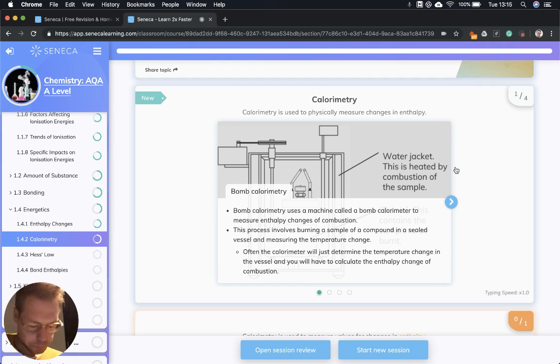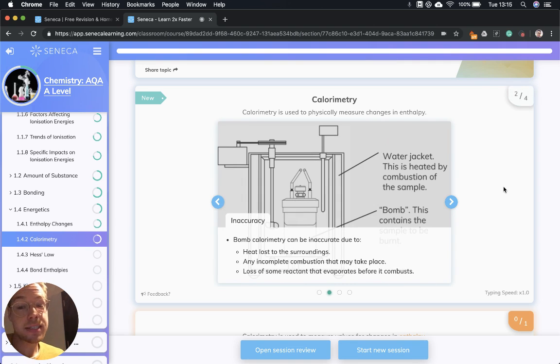Let's dive in. What is calorimetry? Well, it's used to physically measure changes in enthalpy. Bomb calorimetry uses a machine called a bomb calorimeter to measure enthalpy changes of combustion. This process involves burning a sample of a compound in a sealed vessel and measuring the temperature change. Often, the calorimeter will just determine the temperature change in the vessel, and you will have to calculate the enthalpy change of combustion.